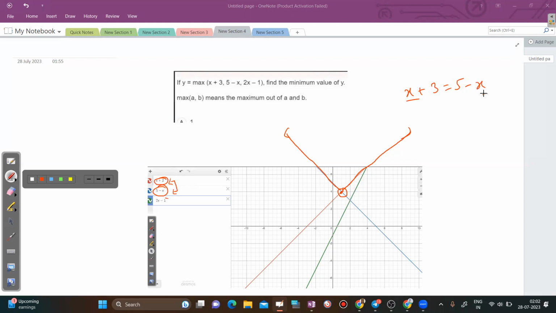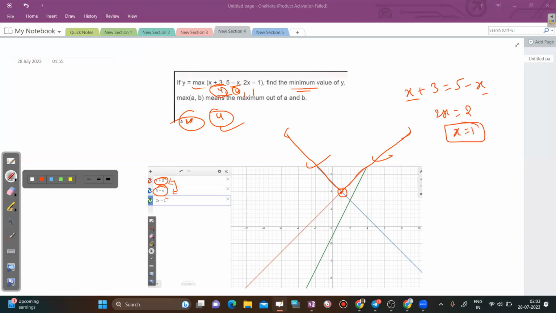This will be 2x = 2, so x = 1. At x = 1 we get 4 over here, we get 4 over here, and we get 2 times 1 minus 1, so 1. So the max of these will be 4. The minimum value of this graph will be 4, because you can observe from the graph that all other values will be greater than 4. For that reason 4 is the answer.